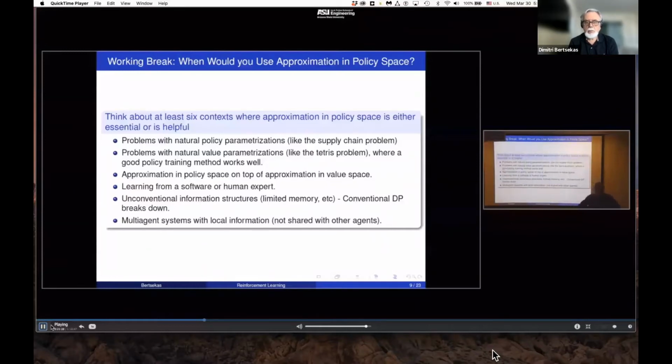Like robots going around doing things, they have a common goal, but they explore their environment and they get information from the environment and they make decisions on the basis of this information, but they don't share this information with other robots because of bandwidth limitations, whatever. Or they may share it, but there may be some delay in getting the information to the other robots. Now, conventional dynamic programming breaks down in this context. So think why approximation in policy space might work in this context.